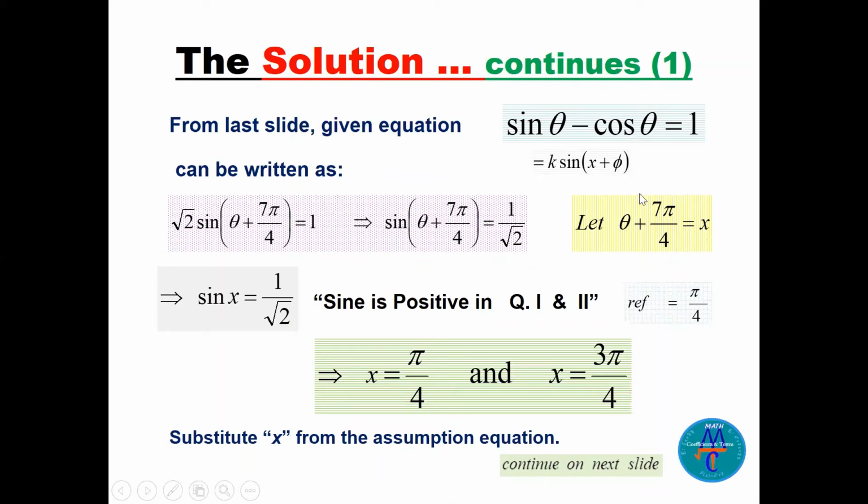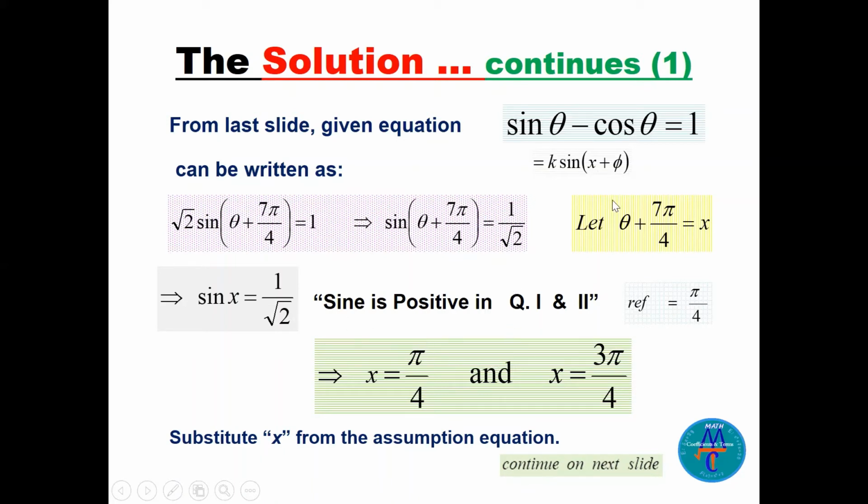Now let all of this be x. Remember, this x is not the x from the formula; this is any value, we make the assumption. So let theta plus 7 pi over 4 be equal to x. So now we have sine of x is equal to 1 over square root of 2. The sine is positive in quadrant 1 and 2, and the reference angle is also pi over 4. So x can be pi over 4 and x can be 3 pi over 4.